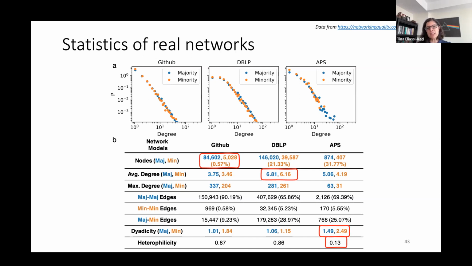But one of the things that we see is that there are very few minority nodes in the GitHub follower network. We see a large average degree in DBLP. These are computer science papers that cite each other. And then we see that the dyadicity, you can think of it as homophily, among the minority papers in APS is very high.